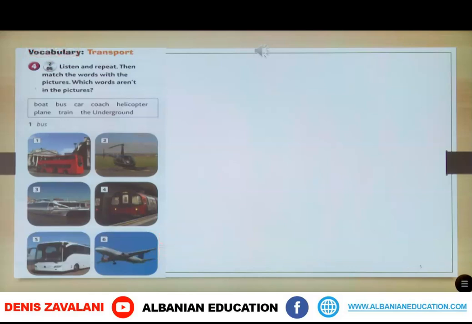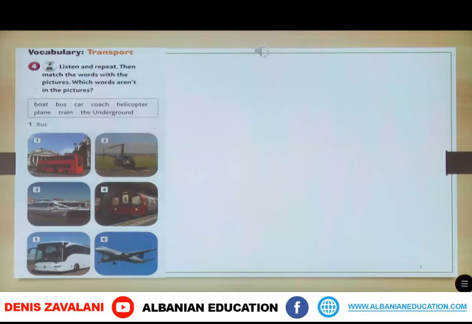Okay, students, you can see in the slide there are some means of transport. The words are in the box, and what you're going to try to do now is listen to the means of transport and match the words in the box with the pictures. Also, you will mention which means of transport aren't in the pictures, so which ones you don't hear in the listening part. So now listen and pay attention to the pronunciation of the words and match them with the pictures.